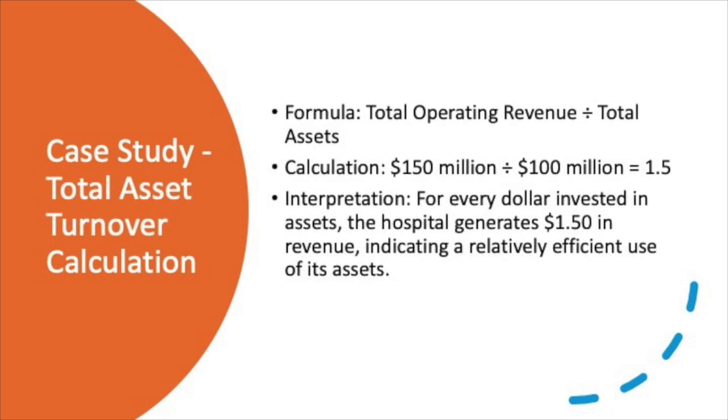Now let's calculate the total asset turnover. To do this, we'll divide the total operating revenue by the total assets. So that's $150 million divided by $100 million, which gives us a total asset turnover of 1.5. This means that for every dollar invested in assets, the hospital generates $1.50 in revenue, indicating a relatively efficient use of its assets.